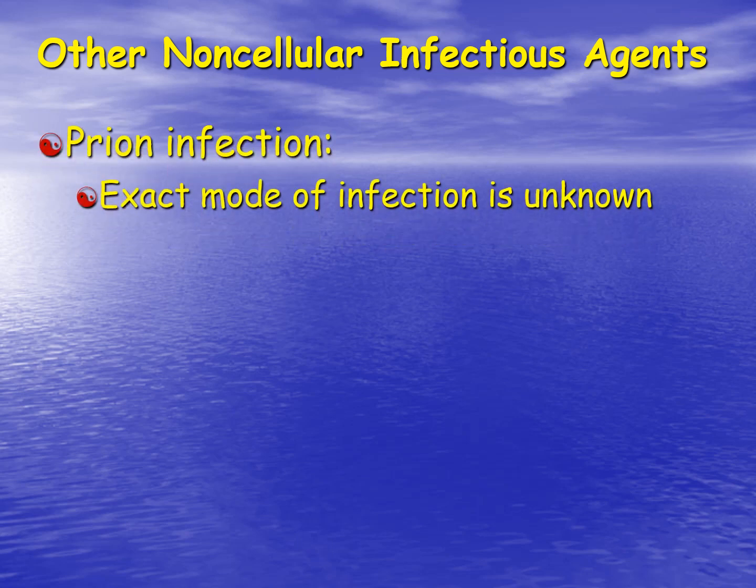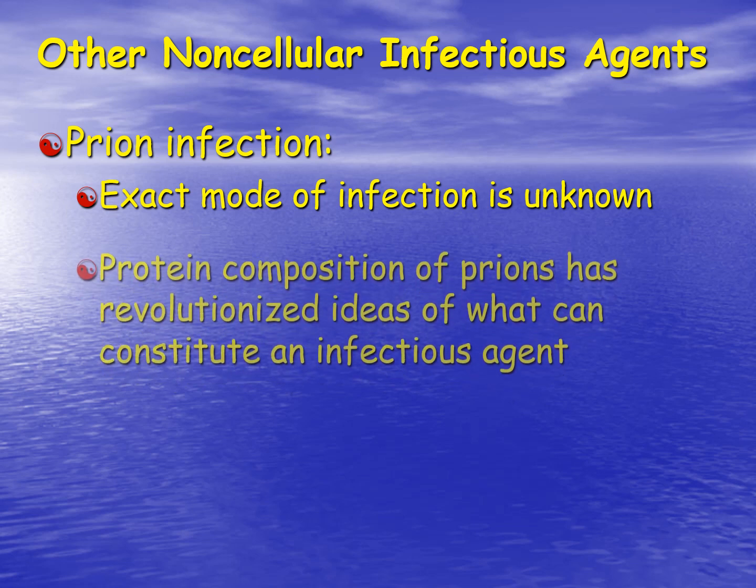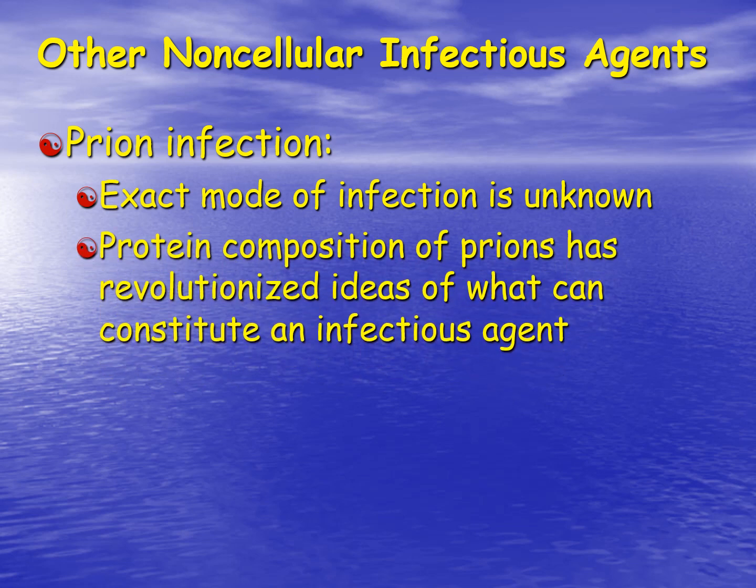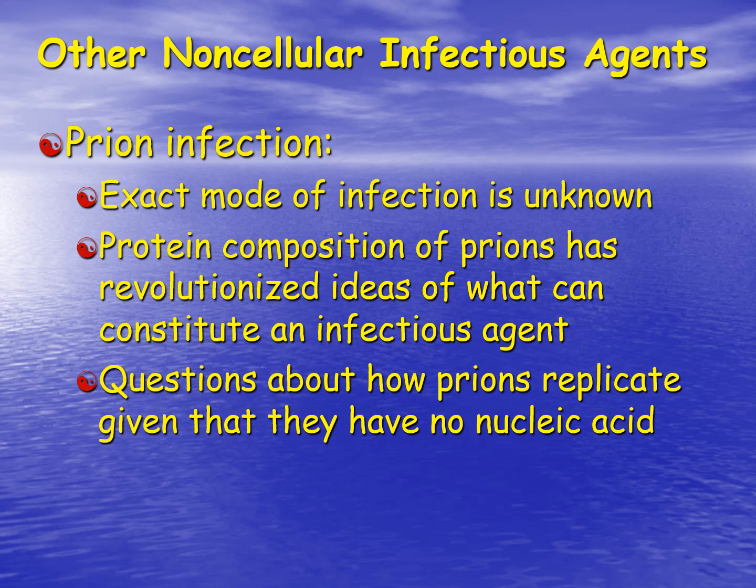Prion infections, the exact mode of infection is actually unknown. We know, however, that prions are proteins that actually act as a virus. So it's a protein composition of the prion that has revolutionary ideas of what can constitute an infective agent. So I literally think of prions as a proteinaceous structure that acts similar to a virus. Questions about how these prions replicate, given that they have no nucleic acid, is still up for debate.